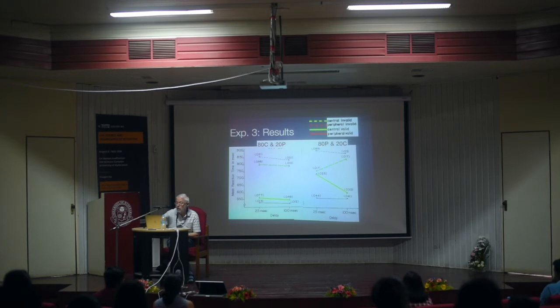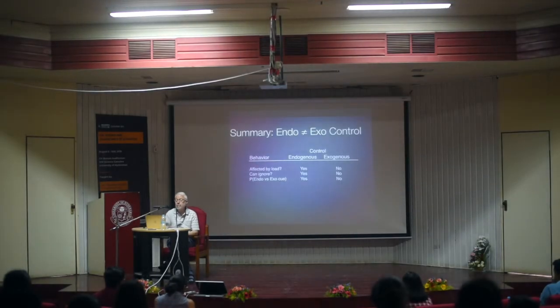So we have three converging methods or diagnostics for automaticity. Was the cueing affected by load? Endogenous cueing was, exogenous cueing wasn't. Can you ignore it? You can ignore central cues, but you can't ignore the peripheral cues. And is it affected by the probability of getting a central or peripheral cue? Yes, if it's central cue, no, if it's peripheral.